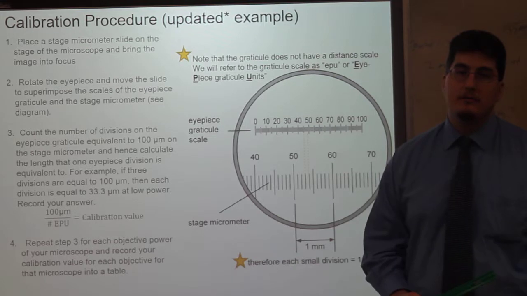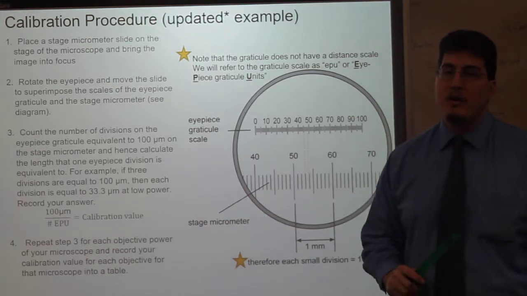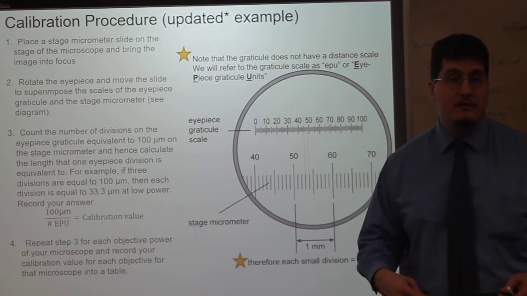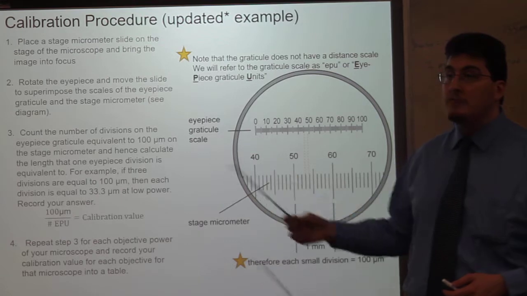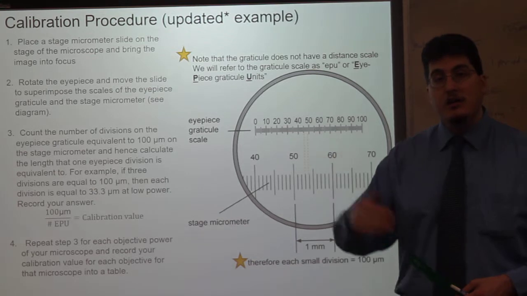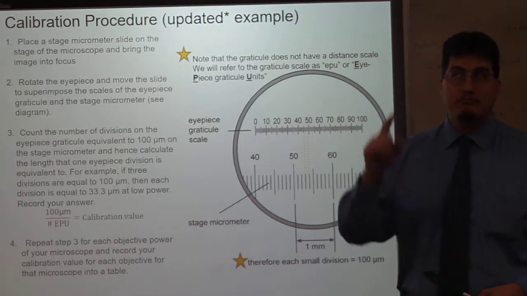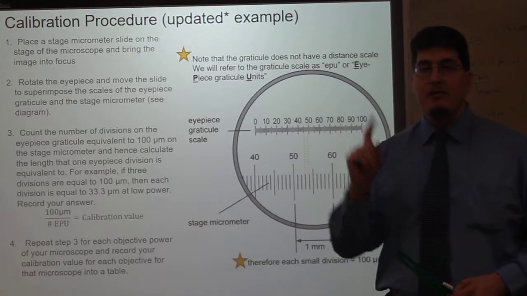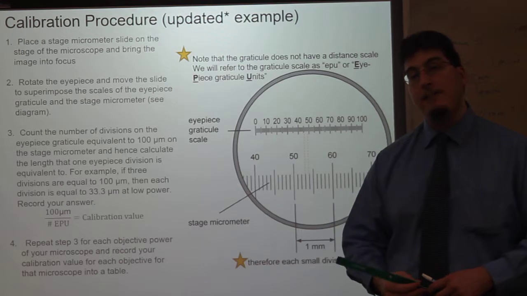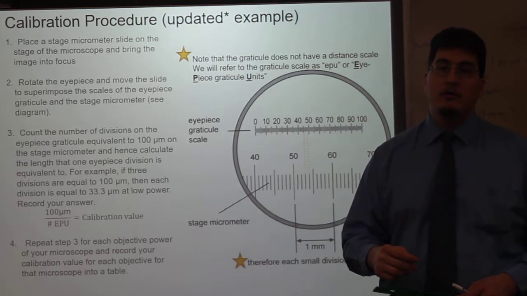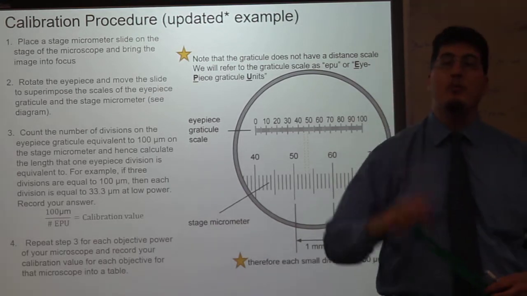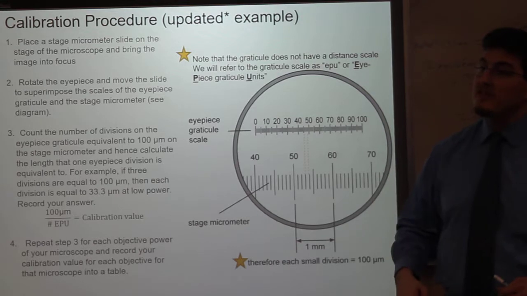So if 1 micrometer of my stage micrometer is equal to 6 eyepiece graticule units, then I measure an object with my eyepiece graticule, and it is 12 eyepiece graticule units. I knew that 1 micrometer was equal to 6 eyepiece graticule units. My specimen was 12 eyepiece graticule units. 12 eyepiece graticule units is twice the 6 eyepiece graticule units. That means it must be 2 micrometers in length. So that's all this is.